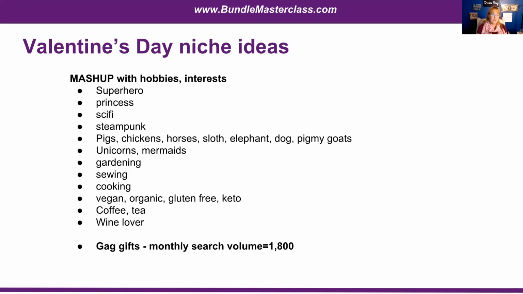So chickens, pigs, horses, sloths, elephants, dogs, any animal you can think of that people like, you can create a bundle for. A bundle for horse lovers for Valentine's Day: a gentleman whose girlfriend loves to ride horses can give her a ready-to-go, out-of-the-box, cute bundle with a bunch of horse-related stuff, horse and love, to his girlfriend or his wife. Unicorns and mermaids, always; you could do decoration for a unicorn and mermaid Valentine's Day party. Gardening, sewing, cooking, vegan, wine lover, coffee, tea, any niche market or niche passion or interest within Valentine's Day, and you mash those up. So you're not just doing a teddy bear and some chocolate. You want to niche it down even further to really get a passion or an interest.